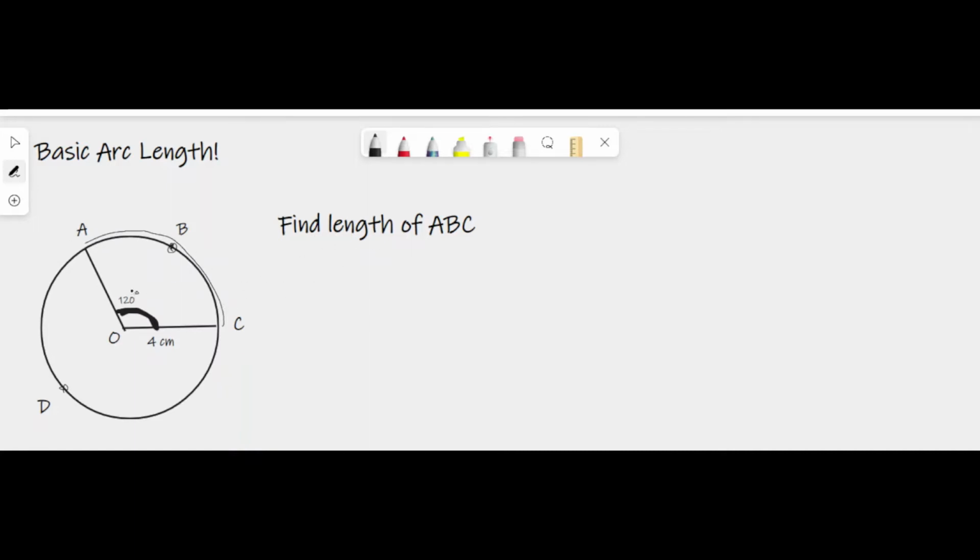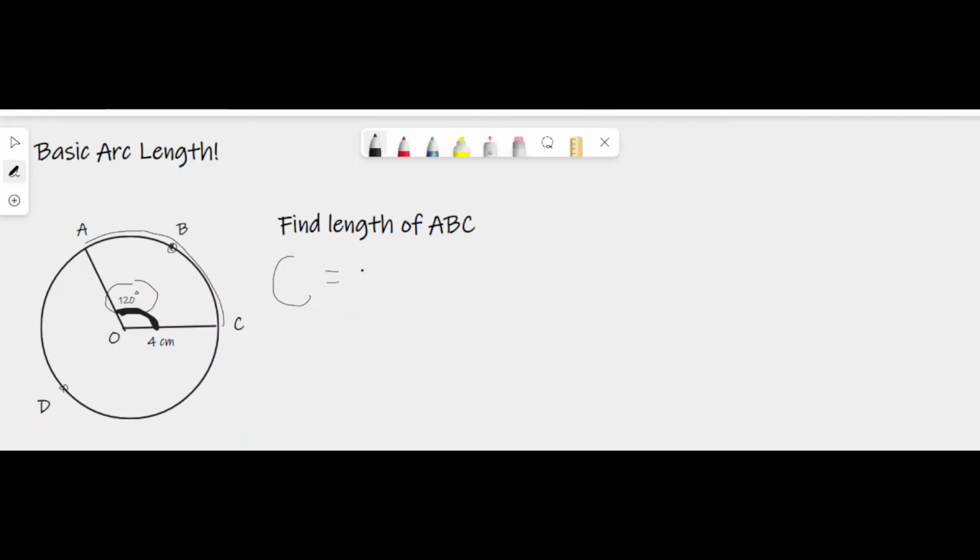Now, I see this angle right here is asking for 120 out of 360. So I think, okay, it wants a fraction of this. It doesn't want the whole circumference. It only wants a little bit. So let's go over the circumference formula really quick. This will be given to you in your formula sheets on the SAT, but it's still good to know it off the top of your head just for timing reasons.